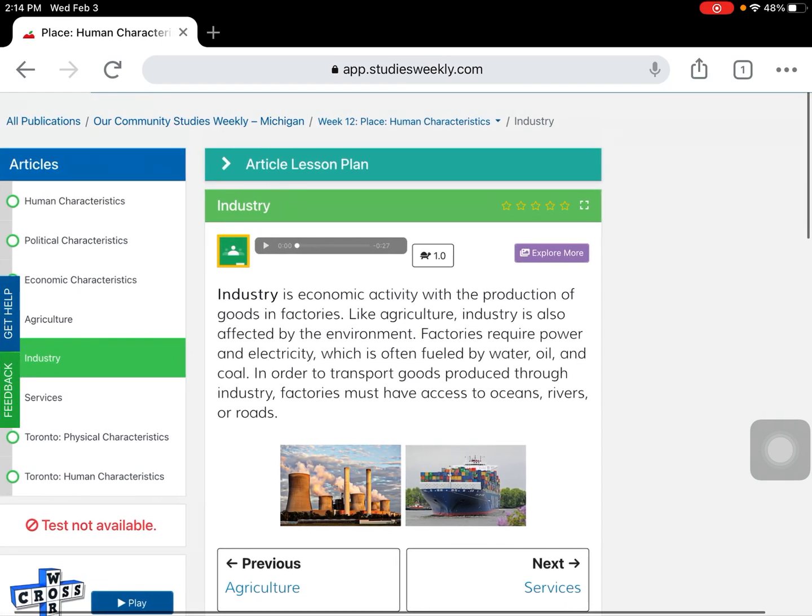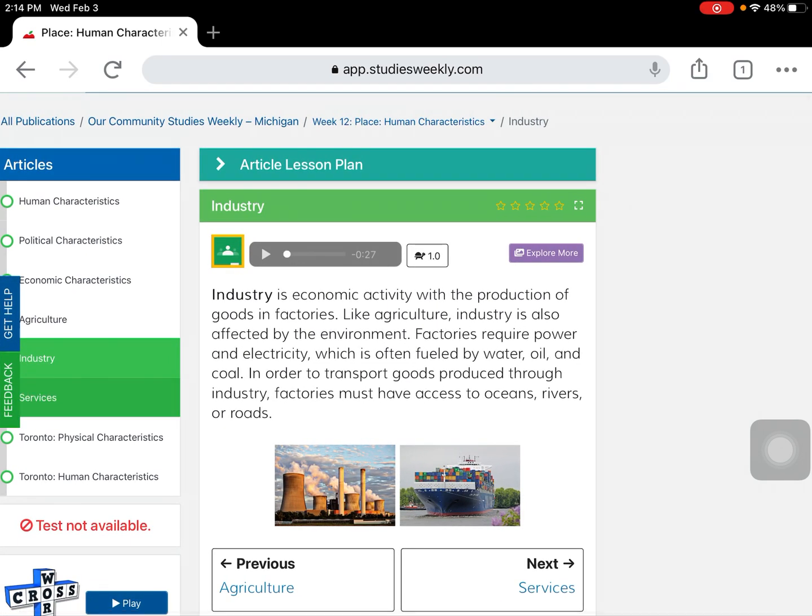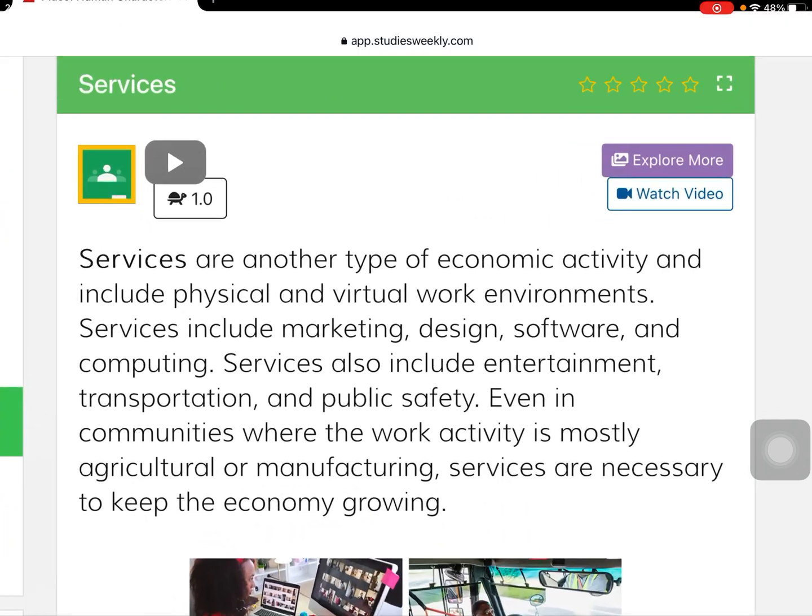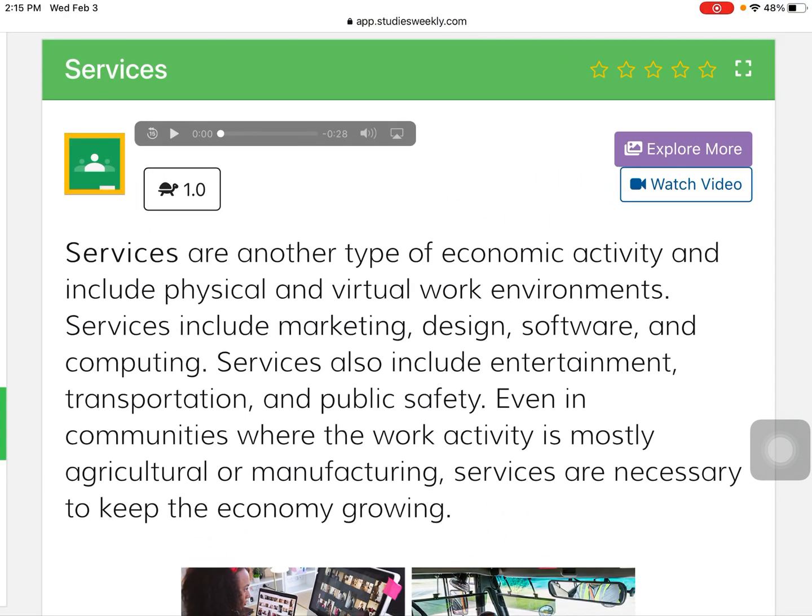So we have agriculture, industry. Our last one is services. Services are another type of economic activity and include physical and virtual work environments. Services include marketing, design software, and computing. Services also include entertainment, transportation, and public safety.